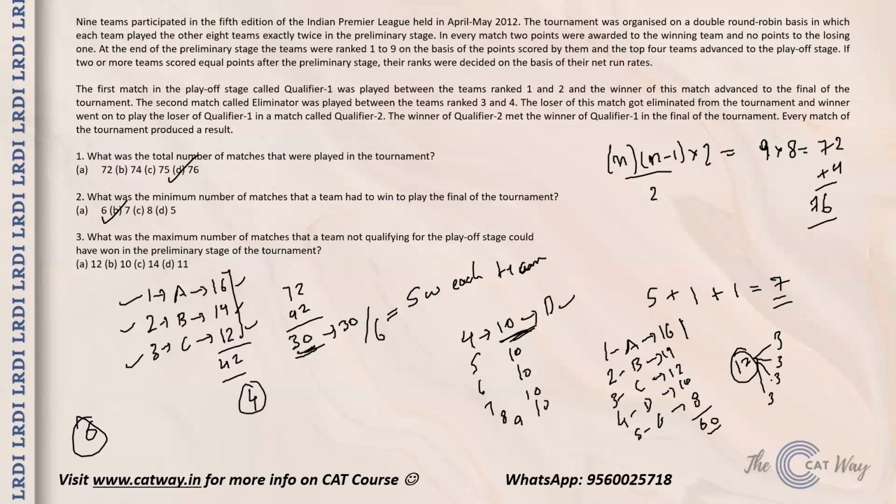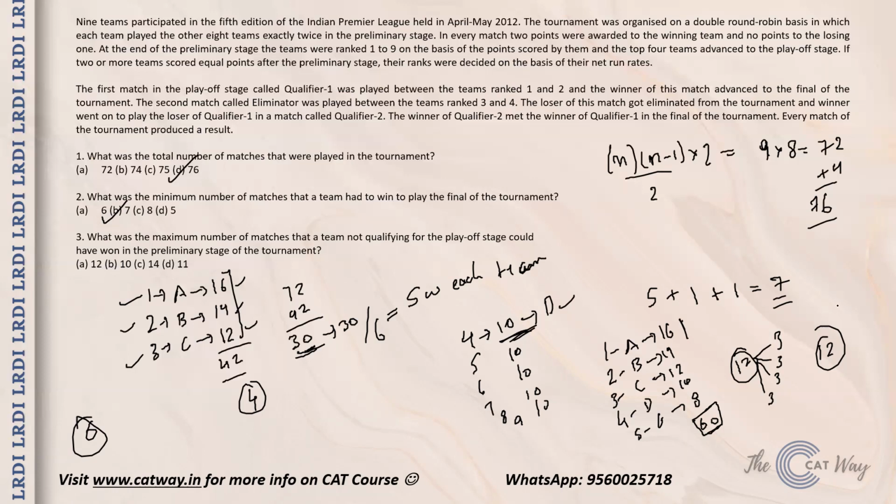So what is going to happen is that in these 60 games that these 5 teams have, every team can win 12 games each. And after every team winning 12 games each, E is going to lose out on a net run rate situation.